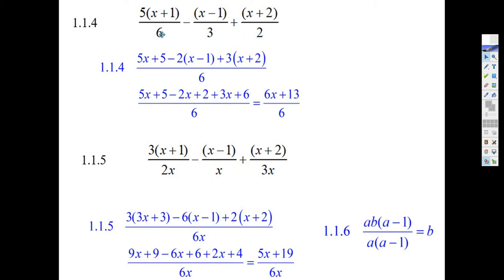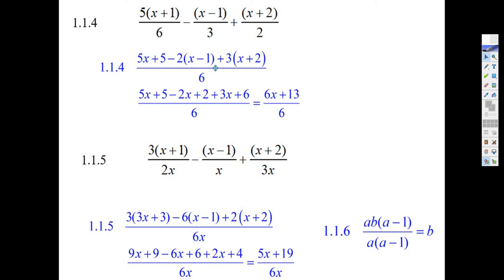The least common multiple, the smallest number that all these numbers will divide into, is 6. So we're going to make 6 the bottom of each one. That's what we do. Well, this is just over 6, so we can write down 6 once now here, as long as we make sure that we do the same thing to the top and bottom of the fractions. We've got 5x plus 1, 5 times x plus 1, which is 5x plus 5 over 6.